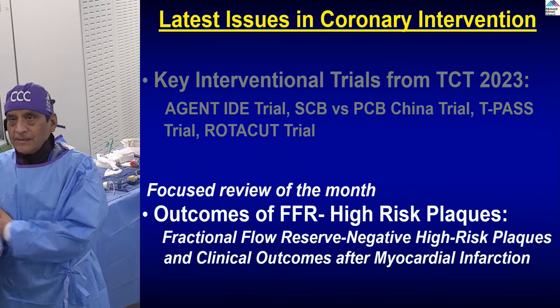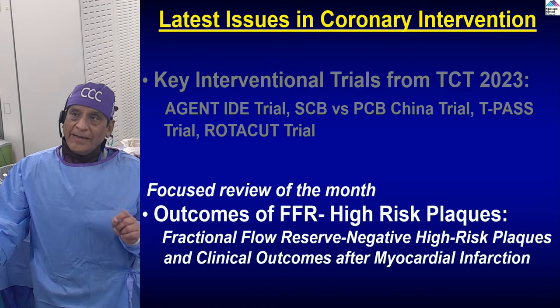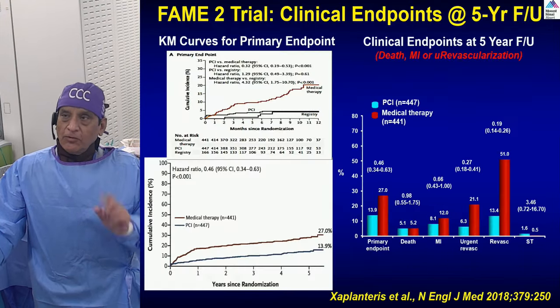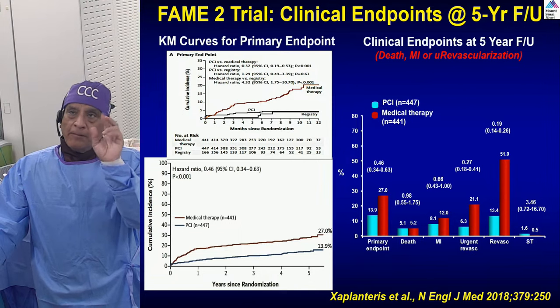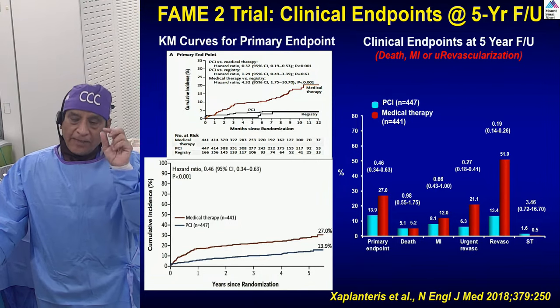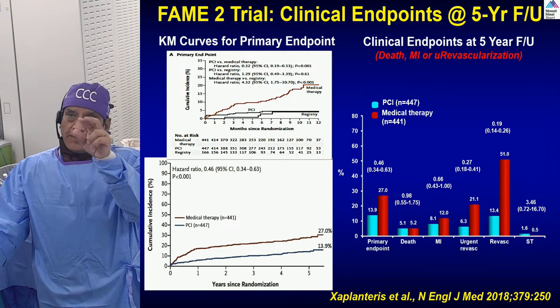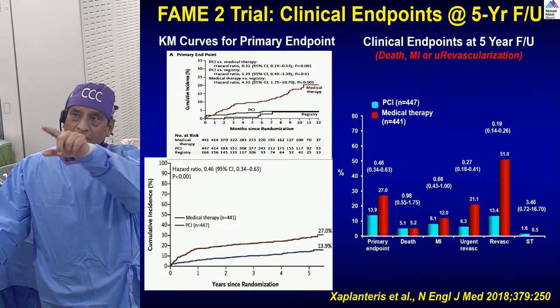Now the second point of our focused review is the outcome of the FFR negative high-risk plaque. Why do some FFR negative patients get events? And this is nothing new. I want to take you to the first one on the top left. Remember the FAME 2 trial was FFR less than 0.8, PCI versus medical therapy. Those were the two top curves. Clearly, PCI was superior, and you see the event rate.